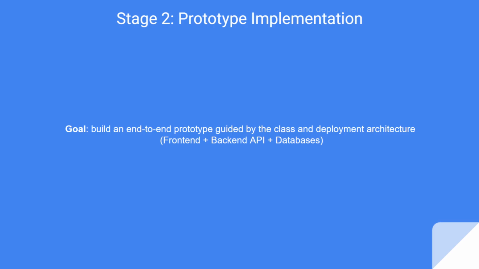Now let's quickly talk about stage 2, our prototype. Our goal here is to build an end-to-end prototype guided by the class and deployment architecture to deliver a full stack, front-end, back-end, and database MVP. So keep an eye out.